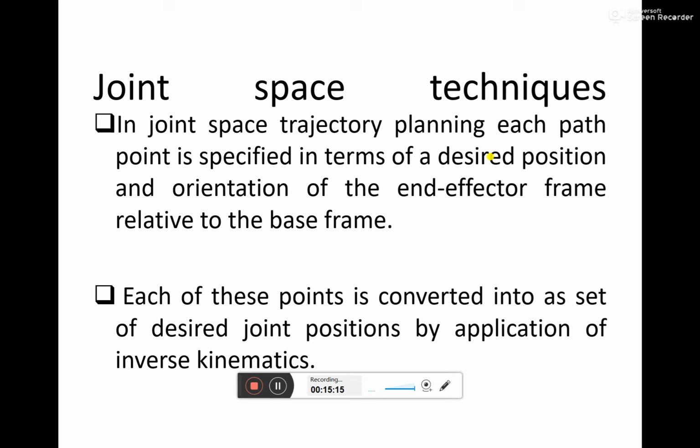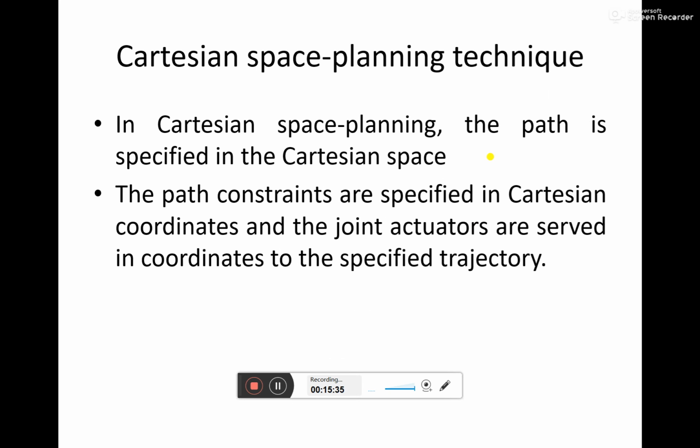Each of these points is converted into a set of desired joint positions by application of inverse kinematics. Okay, because after this particular technique, each of these points is converted to the desired joint positions by the application of inverse kinematics. The other technique is the Cartesian space planning technique.